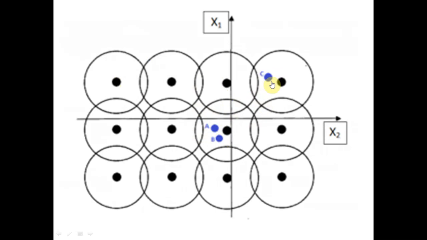Okay, because A and B are closer to this node and this radial basis function, because this is the center, but C is away from that one. That's why A and B will be similar, and C will be different, right?